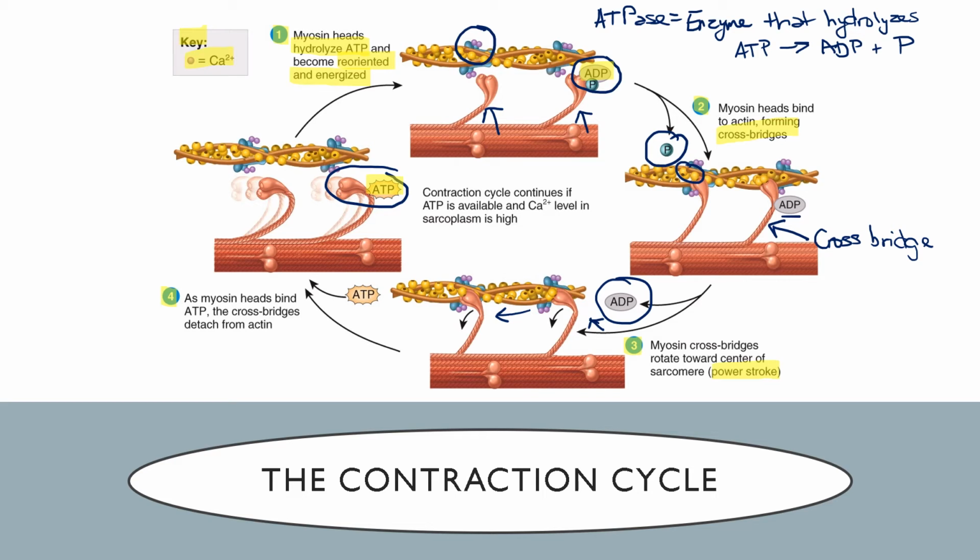Now, this contraction cycle is going to continue and repeat as myosin ATPase hydrolyzes the newly bound molecule of ATP, and it's going to continue as long as ATP is available and calcium levels near the thin filament are sufficiently high. These cross bridges will keep rotating back and forth with each power stroke, pulling the thin filaments towards the M line.